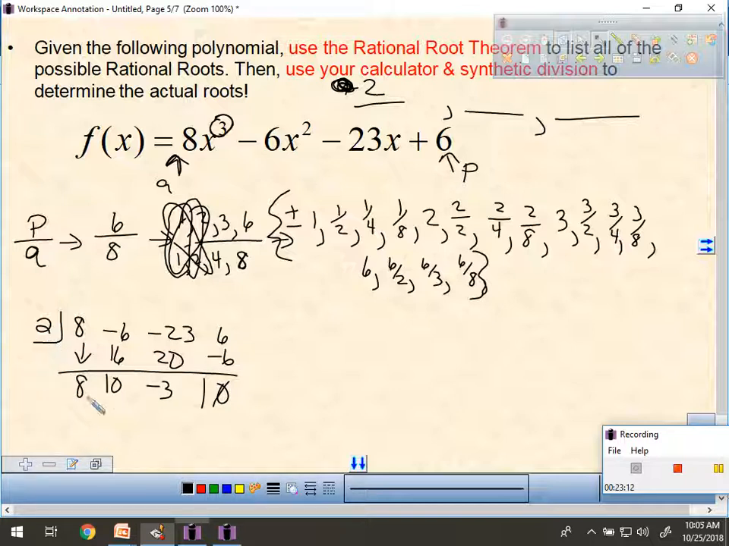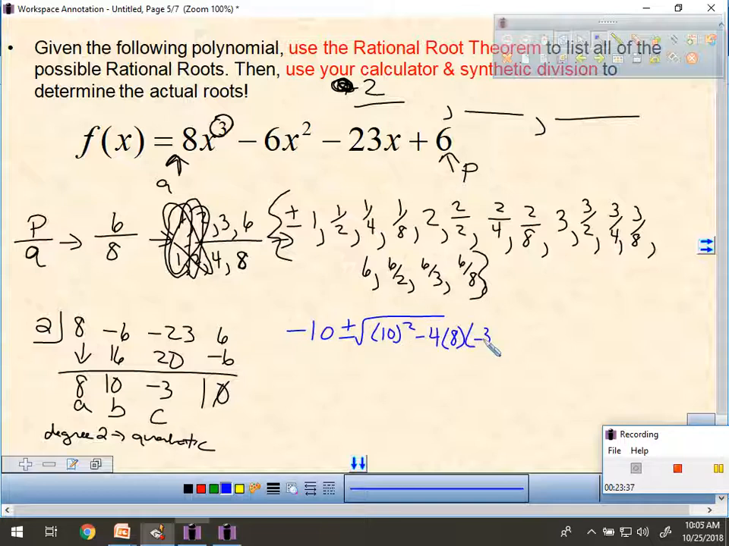And then my original degree was 3, which means this depressed polynomial is a degree 2, which means it's a quadratic. So you've got A, B, and C. So I'd have -10 plus or minus the square root of 10 squared minus 4 times 8 times -3, all over 2 times 8. What you got, Brendan? If it's a degree 4, yeah, you would have to do it twice. That's right, to break it down.